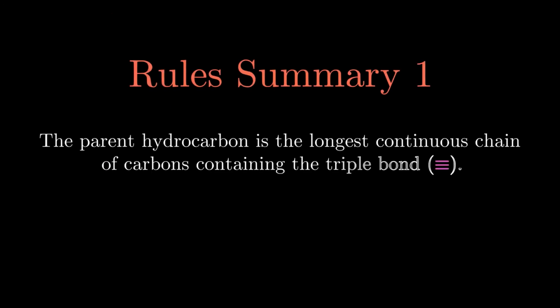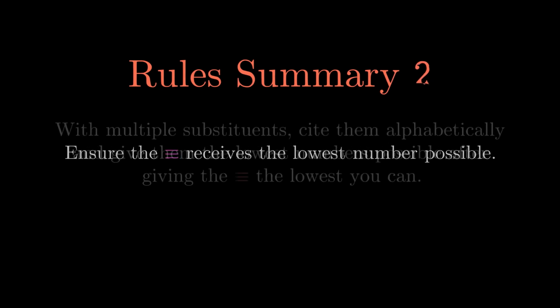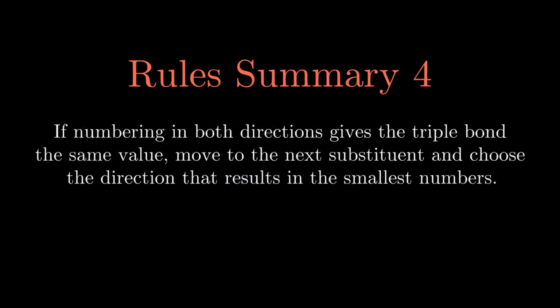To summarize basic alkyne naming, the parent hydrocarbon is the longest chain containing the triple bond. Ensure the triple bond always receives the lowest possible number. With multiple substituents, cite them alphabetically and give them the lowest numbers possible after giving the triple bond the lowest you can. When numbering from both directions results in the same location for the triple bond, make sure a substituent gets the lowest possible number.